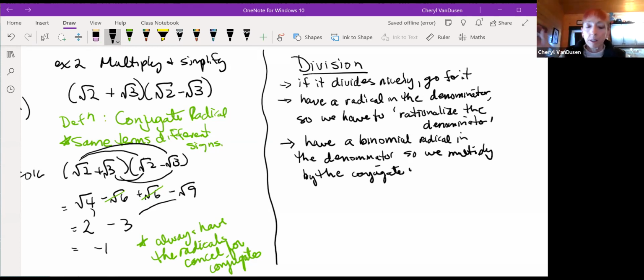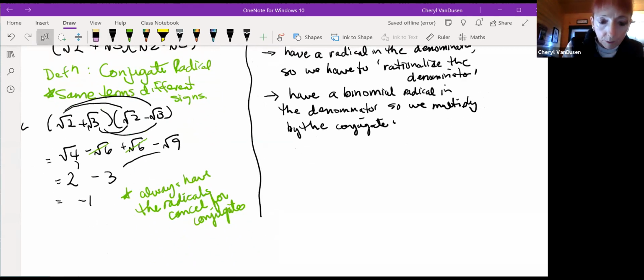So I'm going to give you a nice, easy one to do. Then we'll look at one where there's a radical in the denominator and we have to rationalize the denominator. And then we'll look at one where we have a binomial radical in the denominator. We have to do the conjugate, and then we'll just open it up and blast off and do tough ones. I know you're really looking forward to that. Okay, so example 1.